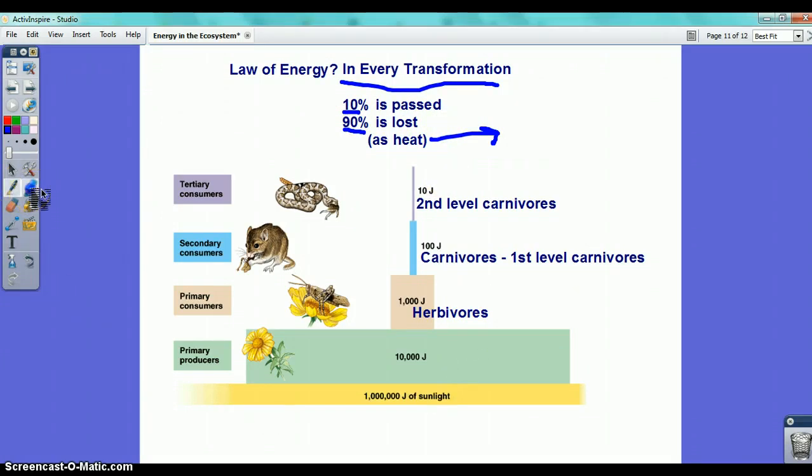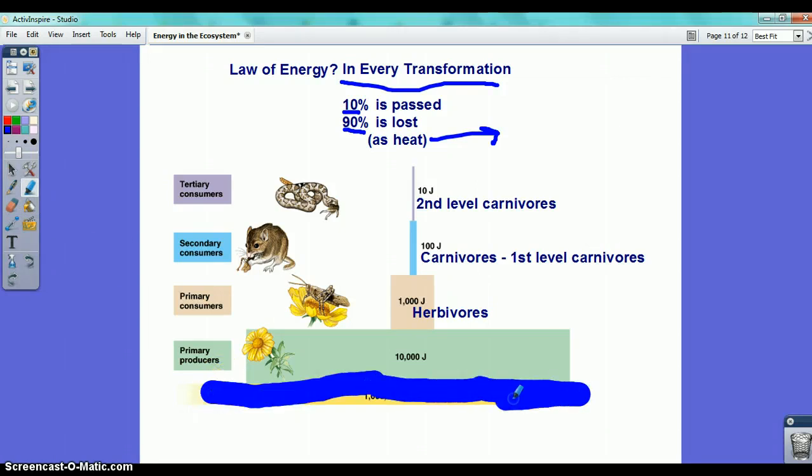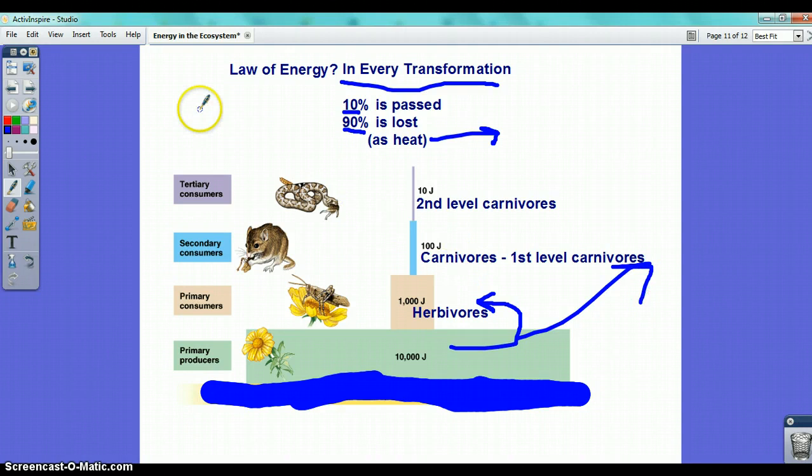So here you have your energy pyramid, and let's ignore this bottom part, and let's just start with what starts the pyramid, which is primary producers or producers, such as plants or chemosynthetic bacteria. If a producer in the bottom of the pyramid has 10,000 joules of energy, a primary consumer or an herbivore will only get 10% of that, which is 1,000. 90% will be lost to Earth as heat.